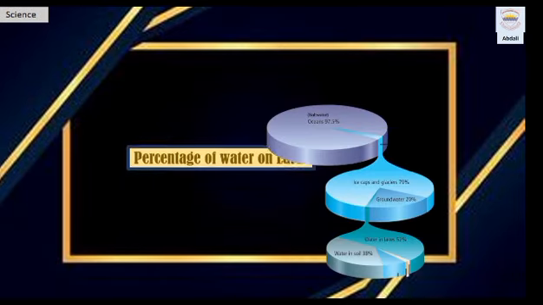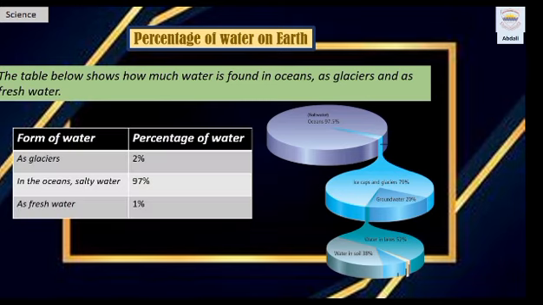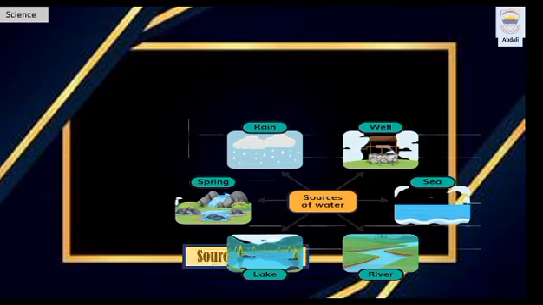The table below shows how much water is found in oceans, as glaciers, and as fresh water. Form of water: as glaciers. Percentage on Earth: 2%. Form of water: in the oceans, salty water. Percentage on Earth: 97%. Form of water: as fresh water, usable water. Percentage on Earth: 1%.